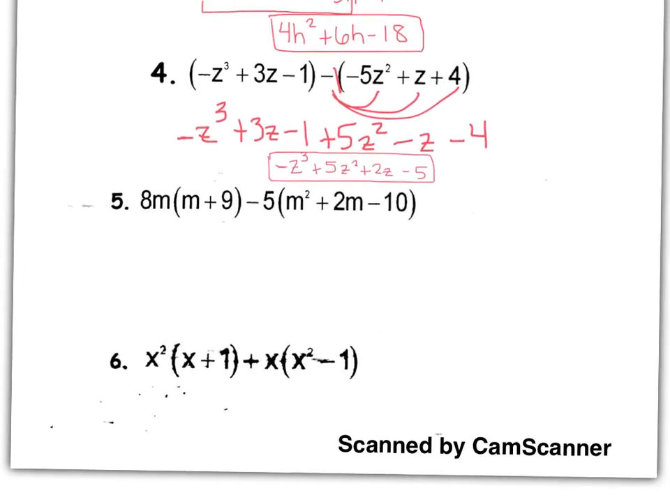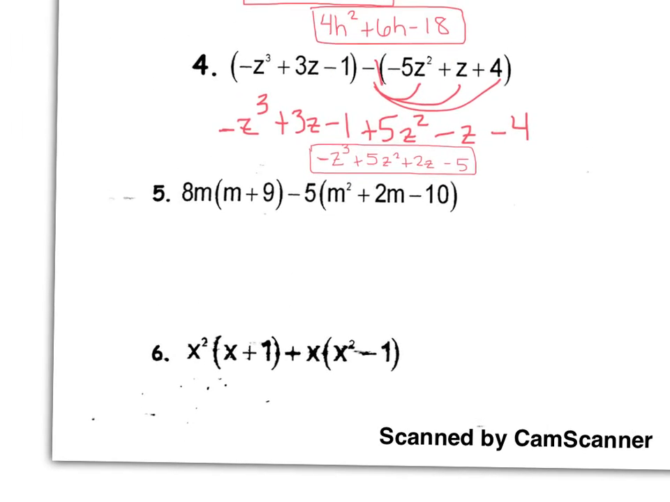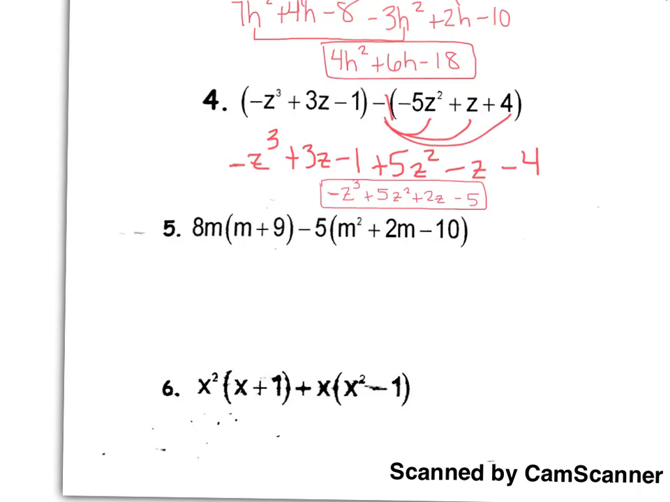Okay, last two problems here. Here you have to actually distribute these into here. So 8m times m. We've done this before, and we did this in the last unit. 8m times m. Remember, when you're multiplying things that have the same base, 8m times m, you add the exponents. So it's 8m squared. Then 8m times 9, okay, is 72m.